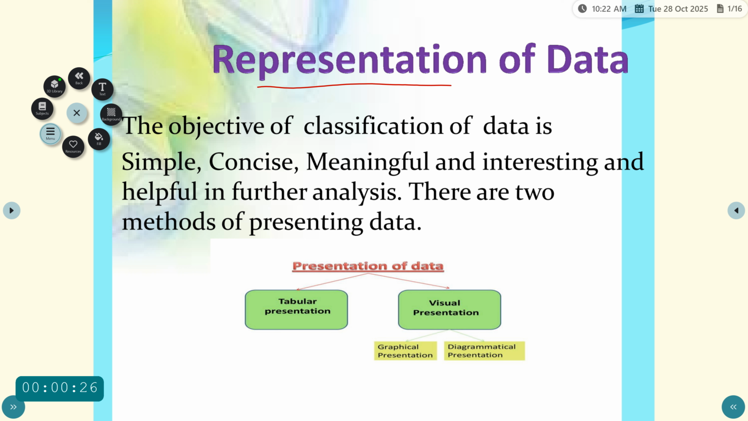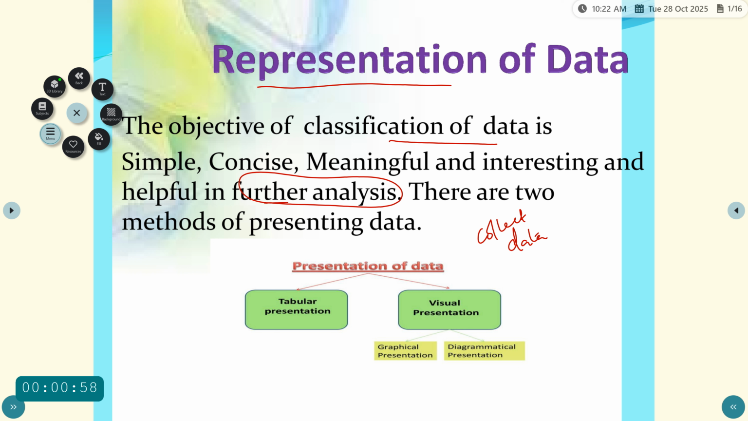What is the objective of classification of data? The objective of the classification of data is to make it simple, concise, meaningful and interesting, and helpful for further analysis. We are collecting the data from a source. Then, how can we organize data in a simple and meaningful method? That is called the representation of data.